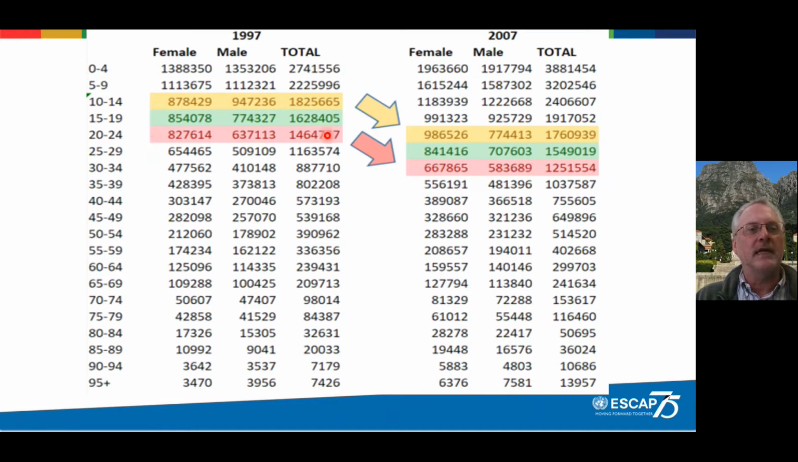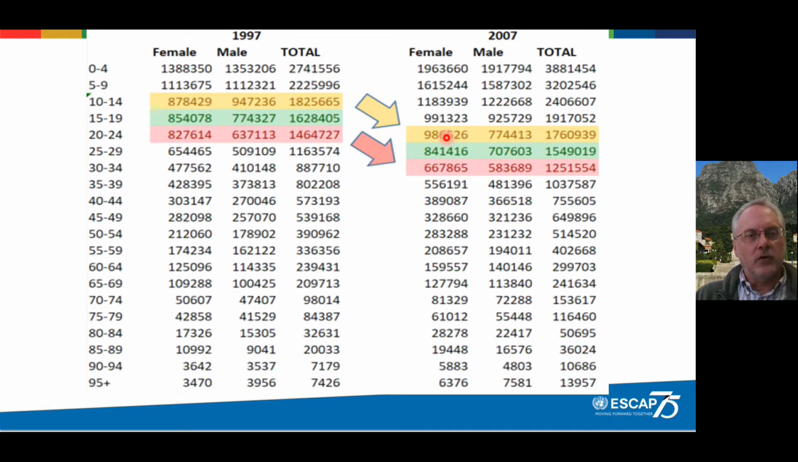The 20 to 24-year-olds in 1997 will be the pink shaded cells aged 30 to 34 in the 2007 census. And if you're eagle-eyed, you can start even just by eyeballing the numbers. Say there are some curiosities in these data. Not least of all is that you can see here that these 878,429 females in 1997, aged 10 to 14, have suddenly become 986,526 females, aged 20 to 24, 10 years later.